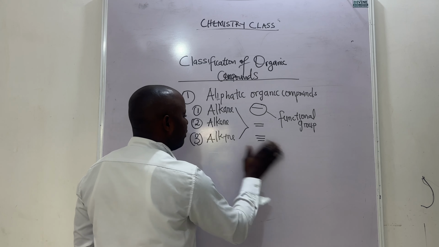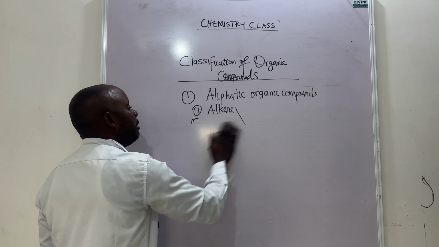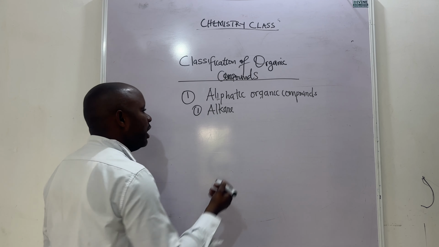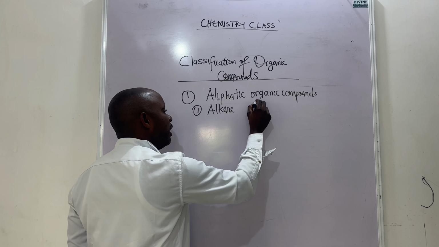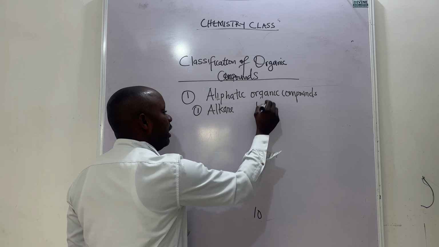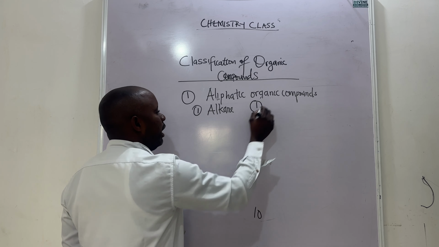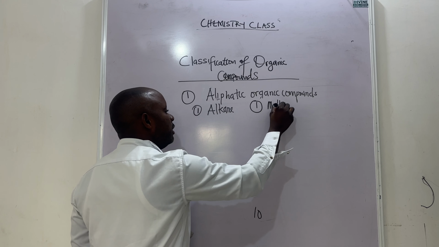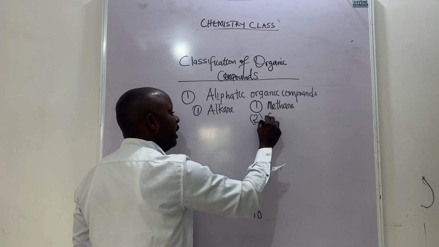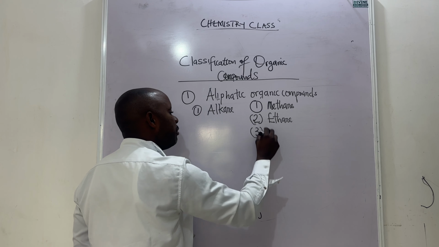I'm going to use the first member of each. Let's talk about the alkane. All the organic compounds we are going to discuss are from 1 to 10. One of the simplest members of this alkane is methane. The second member is ethane. The third member, I'm going to talk about propane.